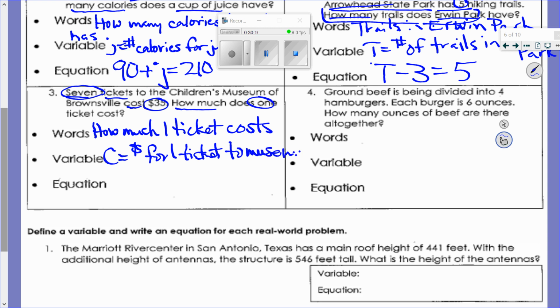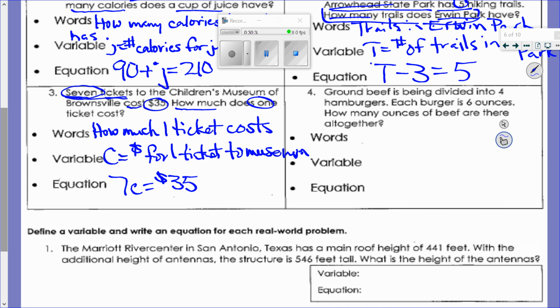Okay? So our equation, again, we have to write it the way it was written. We're looking at 7 of those tickets. So how would I write that? 7 times C equals $35. You guys starting to see how this all works?